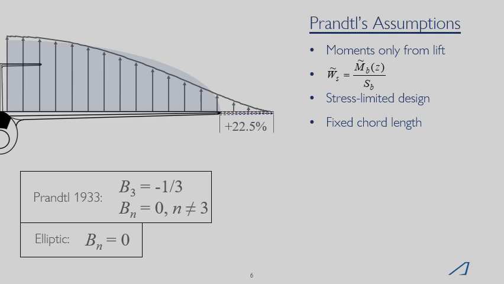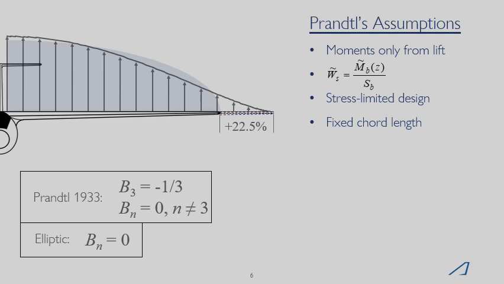So Prandtl took advantage of these trade-offs between weight, wingspan, and lift distribution and identified a bell-shaped lift distribution that minimizes induced drag on a rectangular wing. It allows a 22.5% increase in the wingspan for the same total weight, and that's what allows it to achieve a reduction in induced drag. The reduction that's possible is 11.1%. Notice that Prandtl's 1933 lift distribution differs from the elliptic lift distribution only in the third Fourier coefficient, whereas the elliptic lift distribution has all the Fourier coefficients at 0. Prandtl's 1933 lift distribution has B3 equals -1/3.